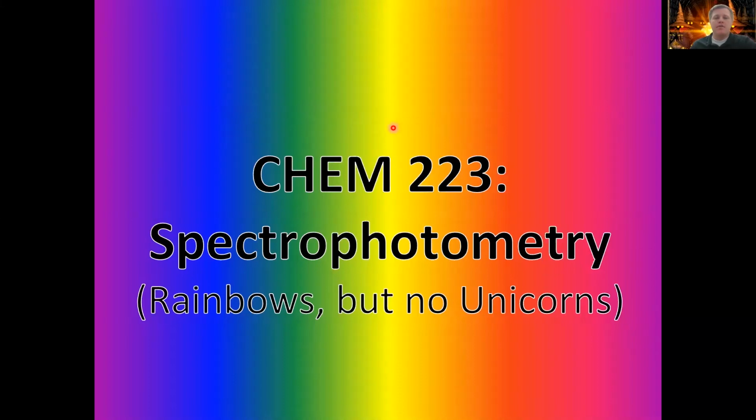This is lecture 14 for Chem 223. Today we'll be talking about spectrophotometry, which involves rainbows but not unicorns. Okay, spectrophotometry is the study of how light interacts with matter.